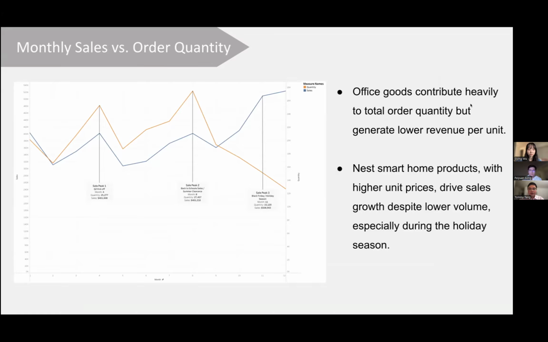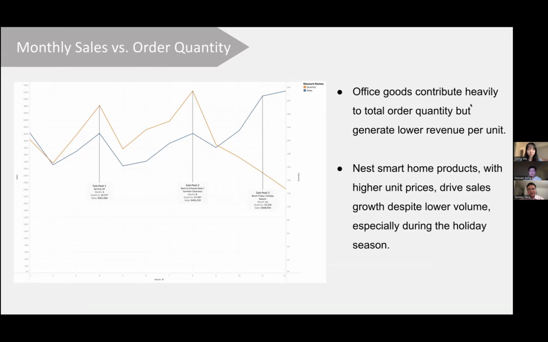And from September to December, the total order quantity decreases. However, over the same period, the total sales actually rose a lot. So what does this mean? The customers are buying fewer units, but they're actually spending more money per unit.